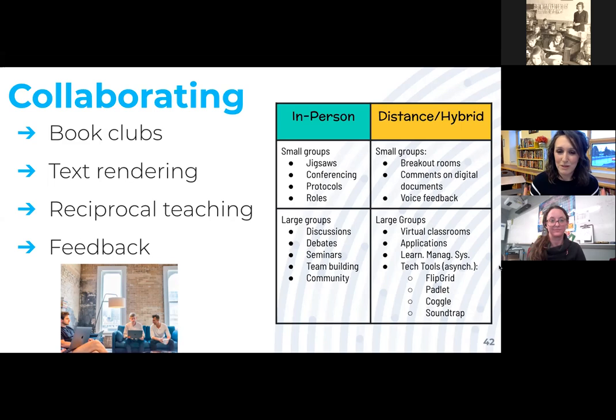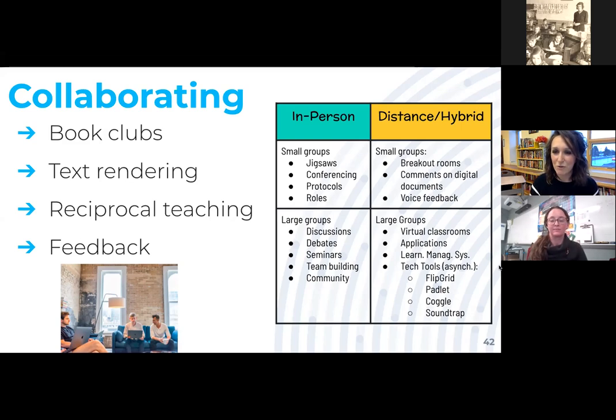Collaborating in the large group in the past has looked like whole class discussions or debates, seminars, any kind of team building or community activities. We can still have students collaborate at a distance or in hybrid environments. Like you mentioned, we can break students out into breakout rooms. They can comment on each other's work digitally.